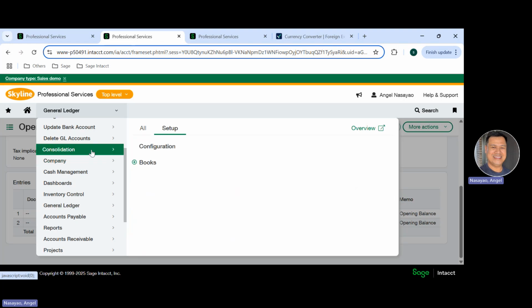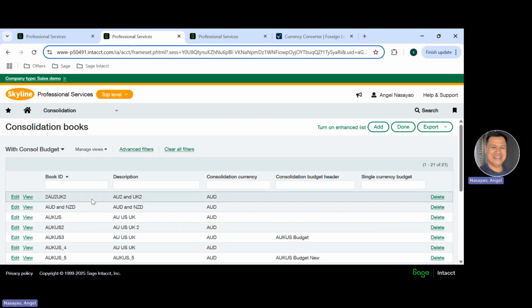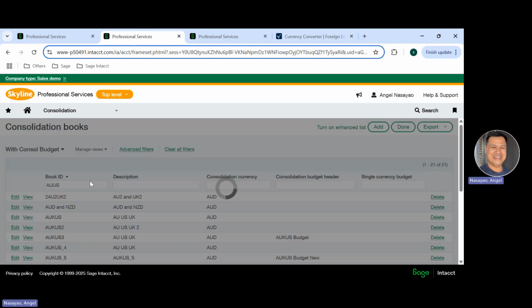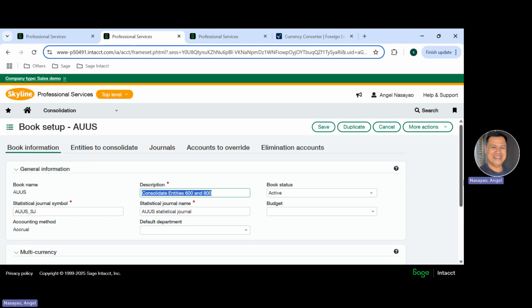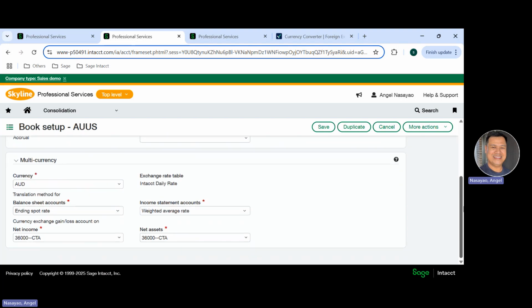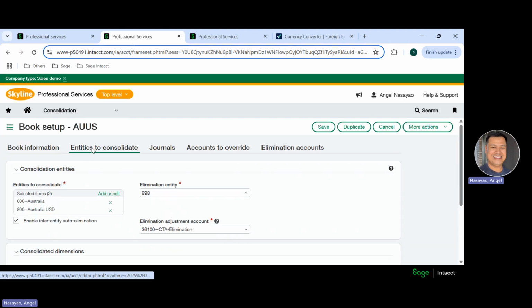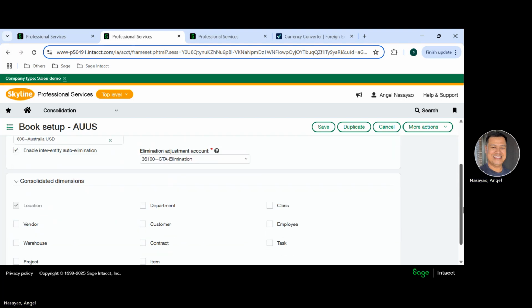So if I go to consolidation, set up book, I've created this consolidation book earlier. Let's have a look at this one. You will see that the consolidation currency is AUD, and balance sheet accounts are translated through the ending spot rate, while weighted average is used for income statement accounts. And I have the cumulative translation adjustment for net income and net assets posting to CTA. May not be applicable, but you have this option anyway to get an elimination adjustment. Any elimination will be posted to this account, so you can essentially have separate accounts.